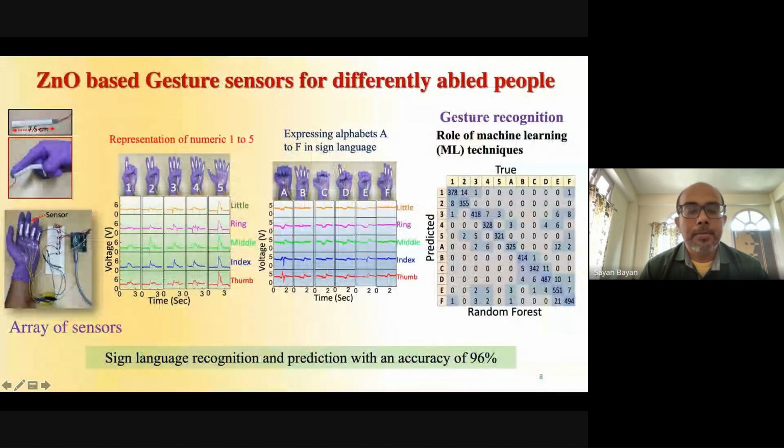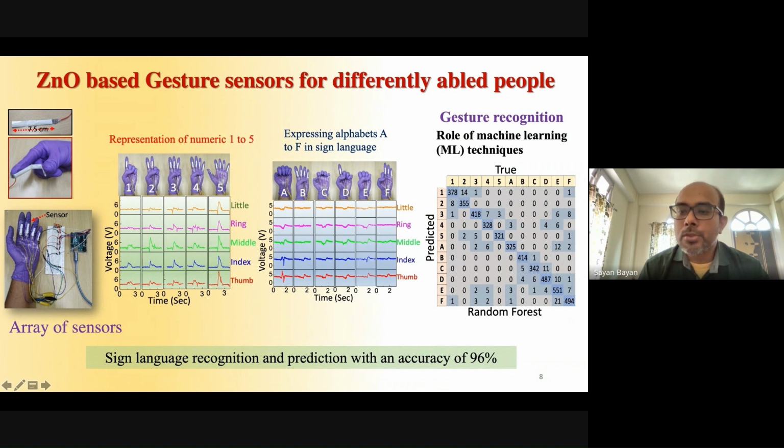Now, a similar kind of triboelectric nanogenerator based sensor has been used for developing a gesture sensor for differently abled people. Here you can see the band-like shape of the sensor, and this is quite flexible. Five sensors have been attached on the five different fingers, and the output has been measured using a simple Arduino based circuit. One can see that with the representation of different numerals like 1 to 5 or the alphabets A to F in sign language, one can have different output signals.